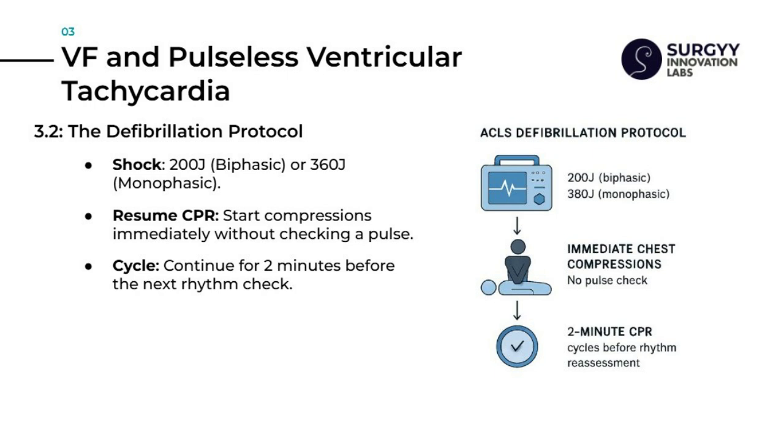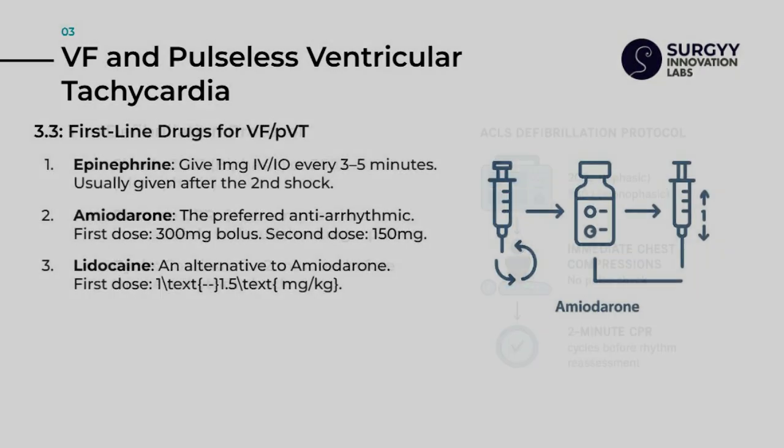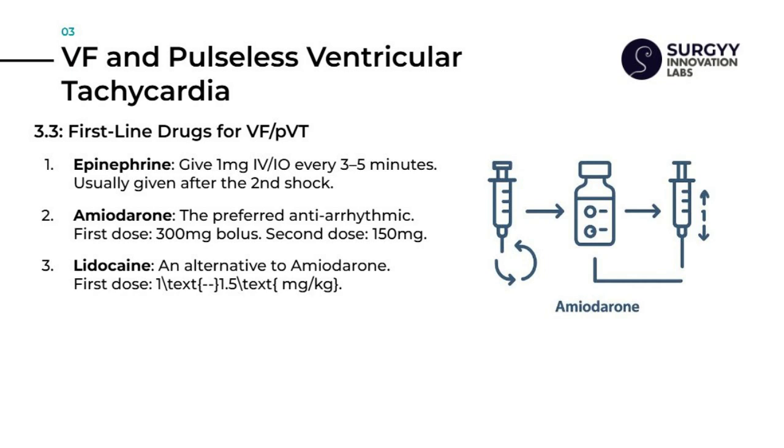Minimizing interruptions in chest compressions during this phase is vital for maintaining coronary perfusion pressure. Following this protocol strictly ensures that the heart receives the maximum benefit from both the electrical therapy and manual circulation support. Section 3.3 covers the first-line drugs for VF and pulseless VT.